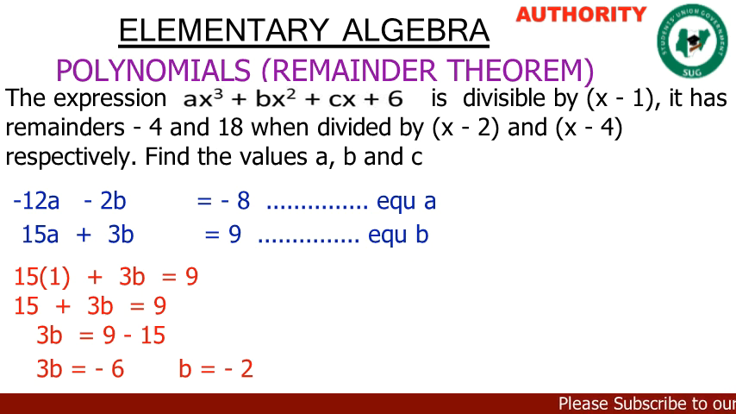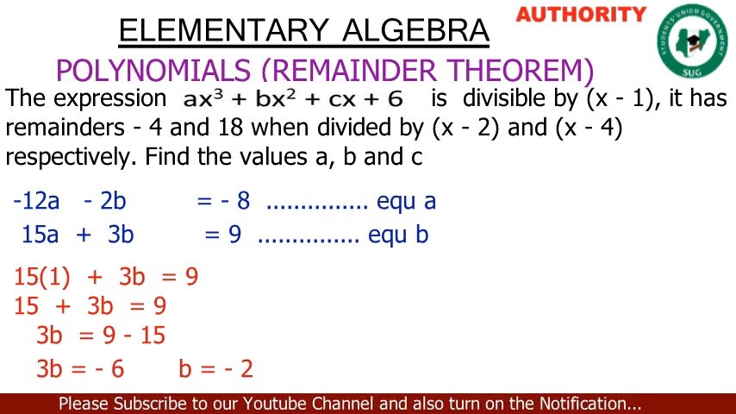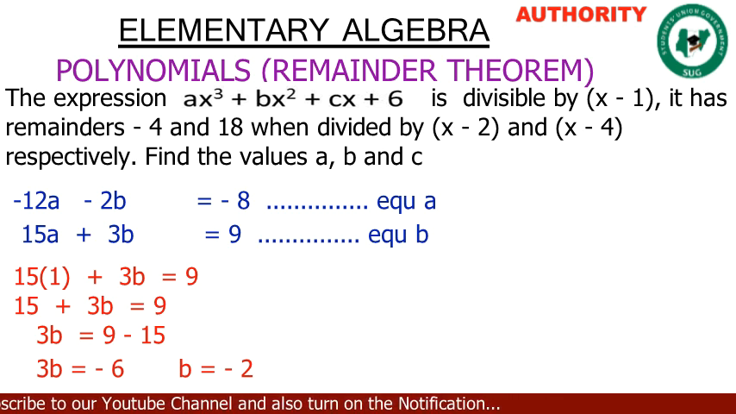Now, equation B says 15A plus 3B is equal to 9. So let's replace it. We're going to have 15 open bracket 1 plus 3b is equal to 9. So 15 times 1 is 15. Then we're going to have 3b is equal to 9. Let's take 15 to the other side to be minus 15. So 3b is equal to 9 minus 15, which is what? Minus 6. So 3b is equal to minus 6. Divide both sides by 3. We're going to have b is equal to minus 2. Hello? Yes, we have gotten this: A is equal to 1, B is equal to minus 2.